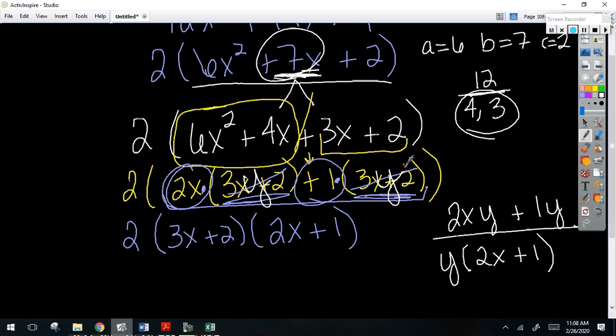Will there be a section in the homework where it's just finding the GCF? Absolutely. All right, before we do another one, let me tell you this, because this book is set up a little bit differently.